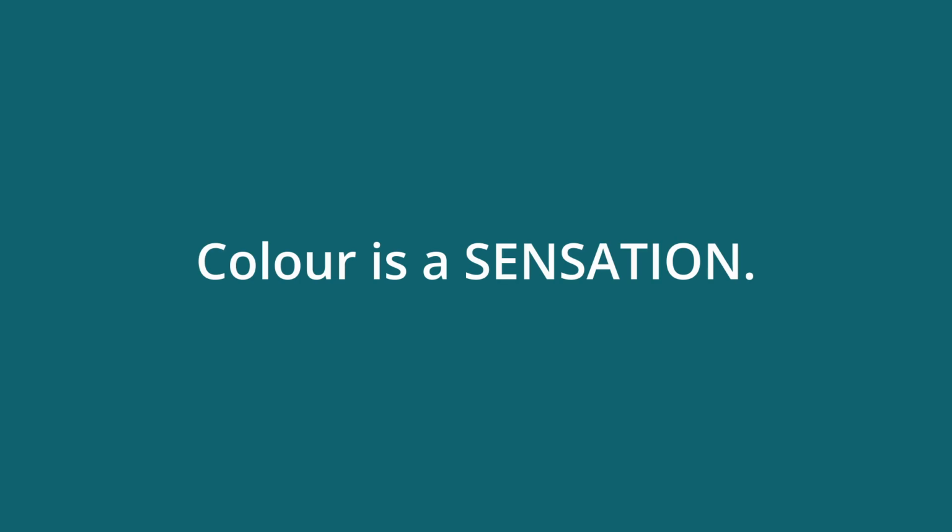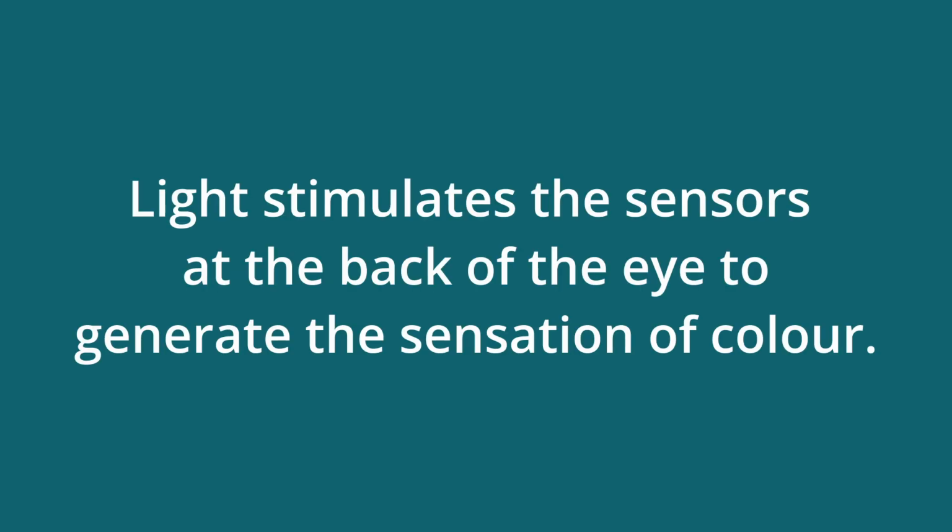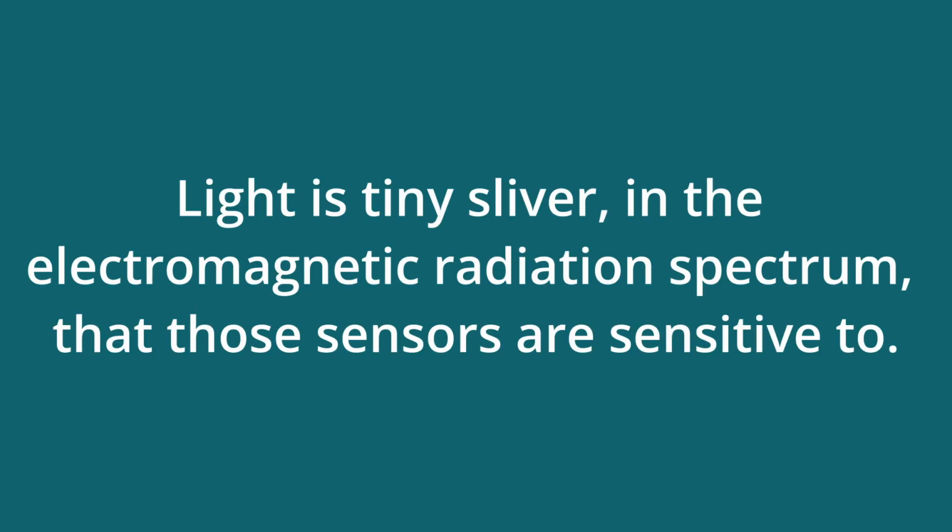entity. In order to understand the basic concepts behind different measurement types we see and how those are related to what we do in real life, let's do a quick recap. Color is a sensation. Light stimulates the sensors at the back of the eye to generate the sensation of color. Light is a tiny sliver in the electromagnetic radiation spectrum that those sensors are sensitive to.